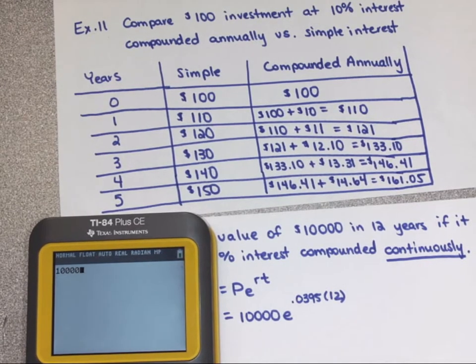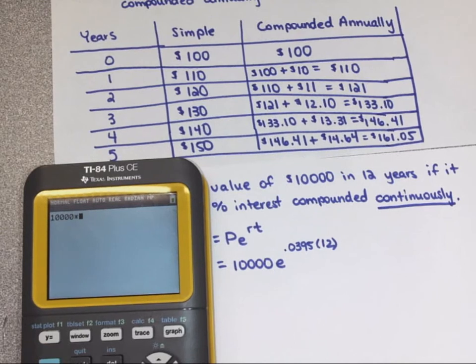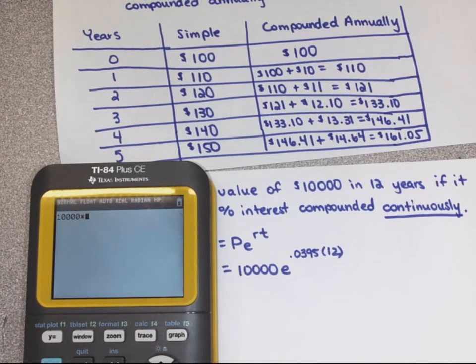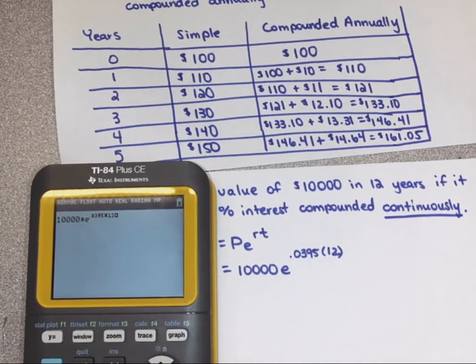So you're going to do 10,000 times, and then here's where you put your E button. If you have an older calculator, keep in mind that your E may not look like mine, because my E has a flashing cursor at the exponent. If you don't have that, then you're going to have to use parentheses around your exponent. And so that's going to be 0.0395, and then times 12.